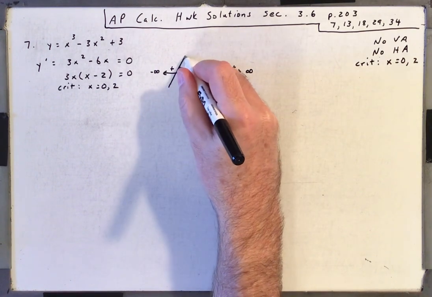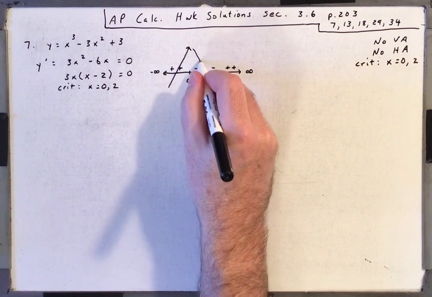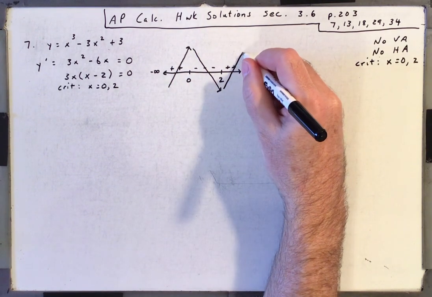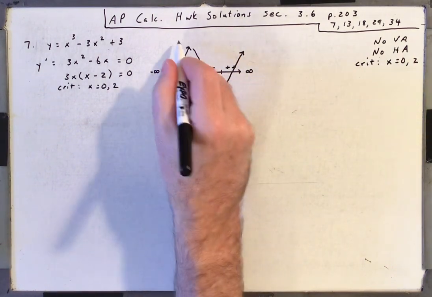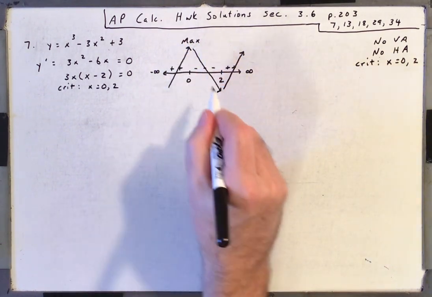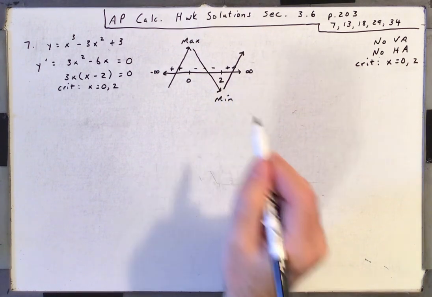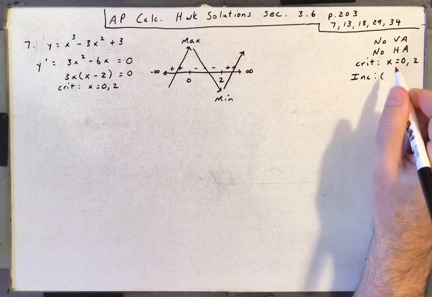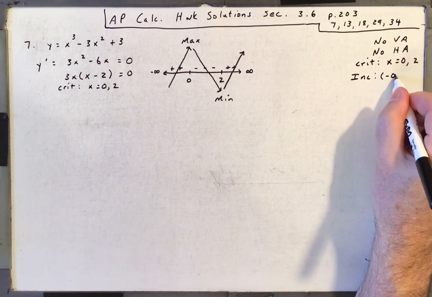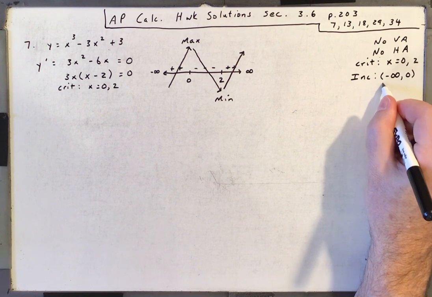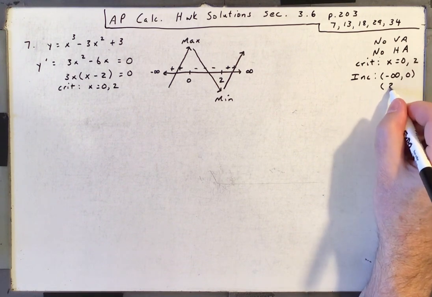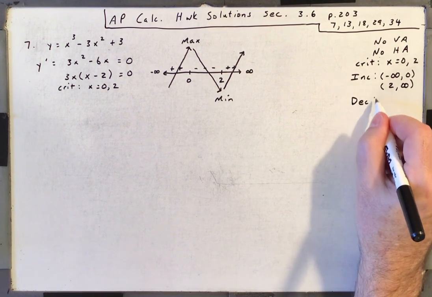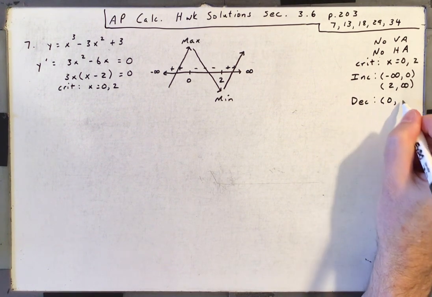So we're increasing until we get to 0, decreasing until 2, and then increasing again after 2. So we do have a max and a min. So let's go ahead and write this down. Increasing from negative infinity to 0, and also from 2 to infinity. And we're decreasing from 0 to 2.